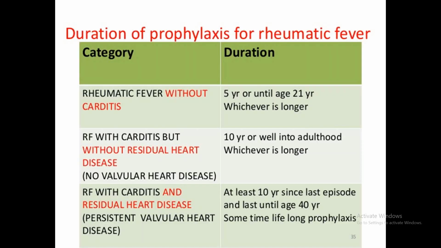So the duration of prophylaxis is in front of you, which I already said. In this chart, it is elaborated. Simply, if there is no cardiac involvement, 5 years of prophylaxis, or until the child becomes 21 years of age. If there is evidence of carditis, 10 years of prophylaxis, or until the child becomes 30 years of age, or the whole life if there is persistent valvular heart disease.